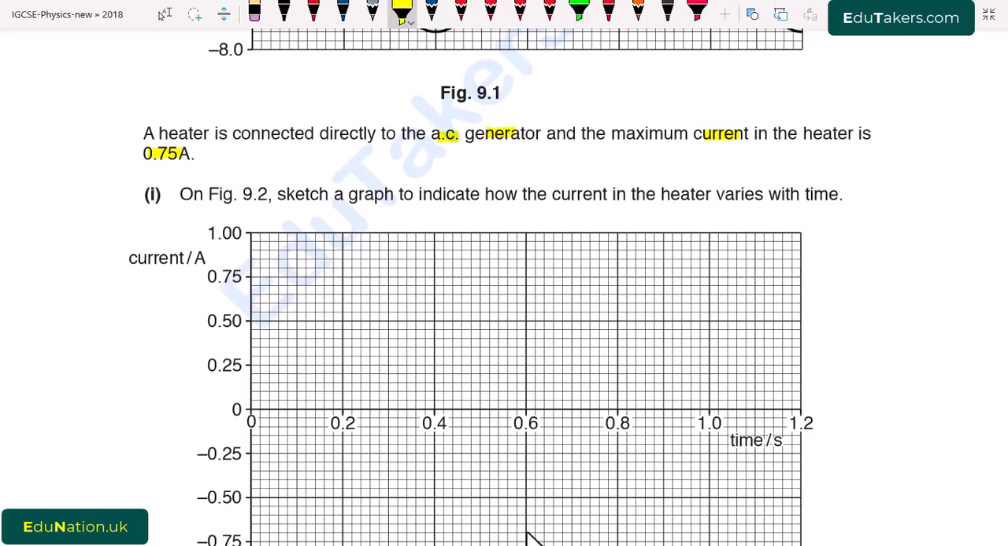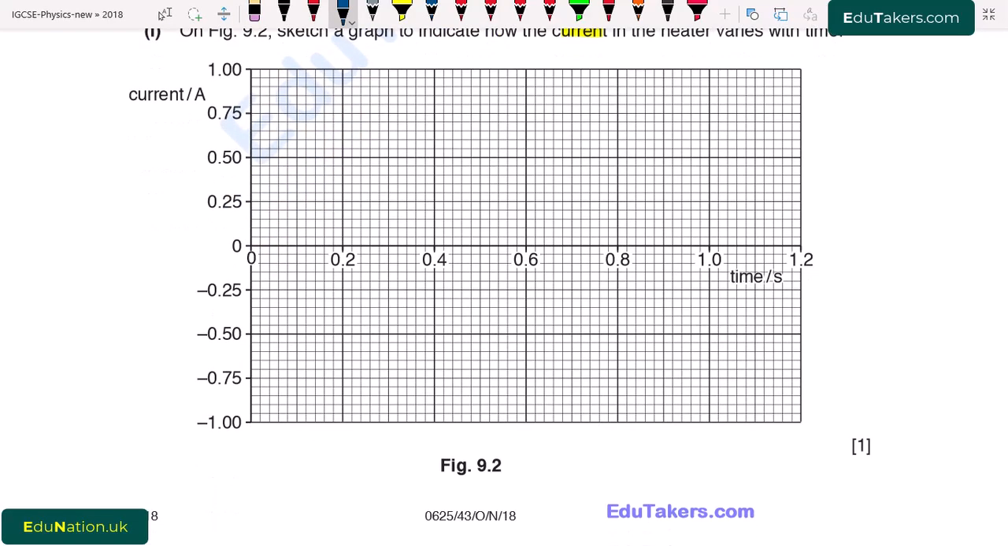Part 1. On figure 9.2, sketch a graph to indicate how the current in the heater varies with time. Here we have to draw this graph for the current that varies with the time. So first of all, the current is also sinusoidal like the voltage and both of these must be in phase. Here the maximum value of current is given, that is 0.75. So it will be at this point 0.75 and at minimum value minus 0.75.